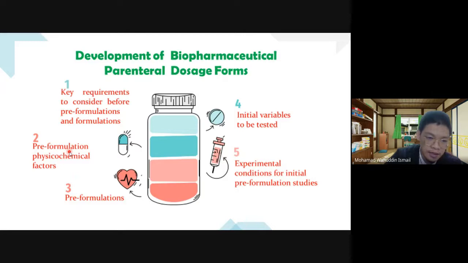Either based on the previous study, this kind of excipient was suitable with this excipient, or this excipient was suitable with our drug. So that's what we call the pre-formulation study. And then we have done the pre-formulation. After we have done the formulation, we look at the initial variables to be tested: the degradation, the absorbance, the pH, this kind of initial variable to be tested. And the last one is experimental condition for initial pre-formulation studies.